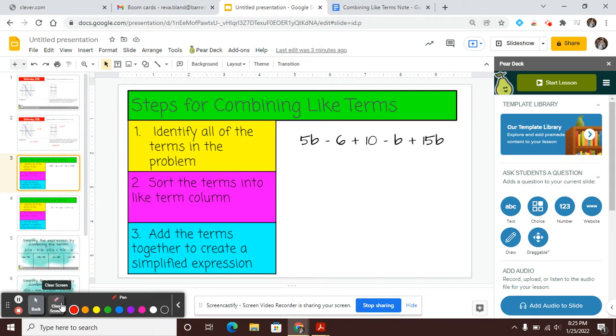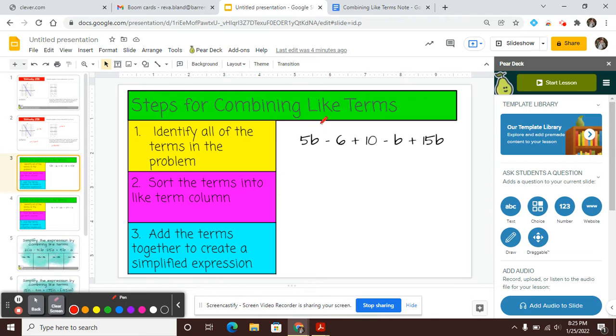Okay, so when we're combining like terms, we've got three rules, or three steps we're going to follow. The first step is we're going to identify all of the terms in the problem. Step two is we're going to sort the like terms into columns. And then step three is we're going to add the terms together to create a simplified expression.